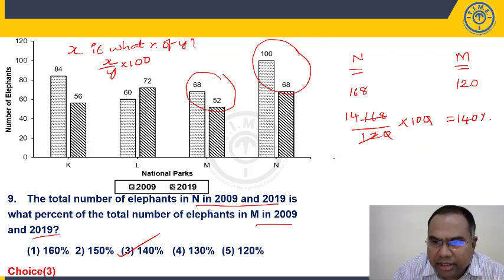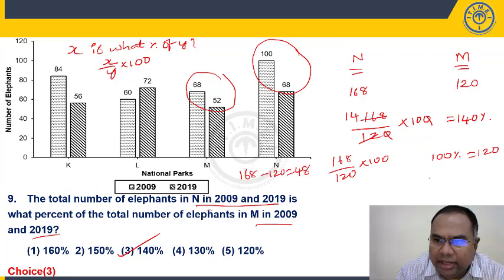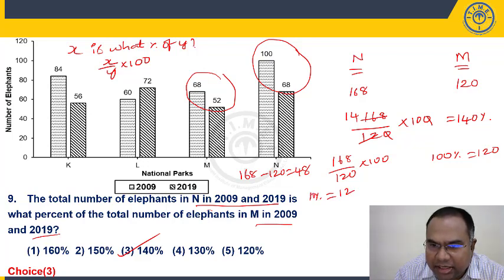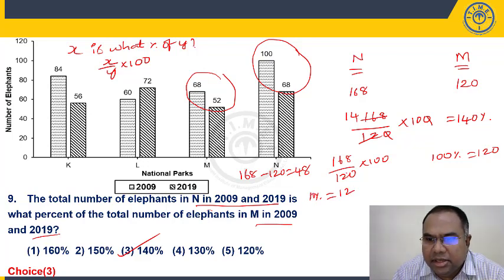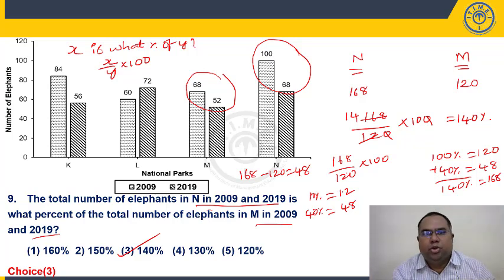Or use here 168 by 120 into 100. If you want to solve through percentage, 100% is equal to 120. We need 168, we got 120 for 100%, still we need another 48. How much is my 10%? 10% of 120 means 12. How much is 40%? We need 48, so 12 into 4, 48. So we need another 40%. 40% will be 48. So 140% is 168. I can also solve like this. Choice 3 should be your answer.